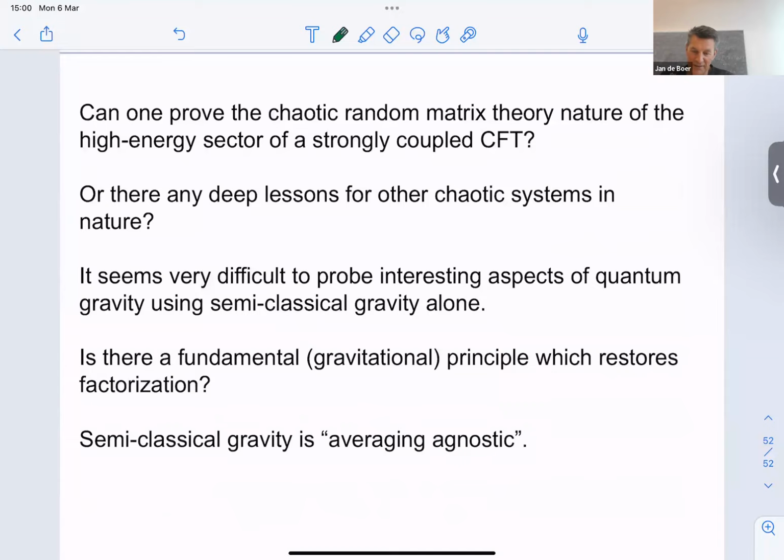As I mentioned, it's a great question what the fundamental principle is that restores factorization. Is it always destabilizing the wormhole or something else? And finally, as I mentioned, as long as you're below the averaging scale, if there is any such scale, then basically the theory is agnostic to whether or not you have averaged. The results are the same, the description is statistical. And with that, I'd like to stop. Thank you so much for your attention.